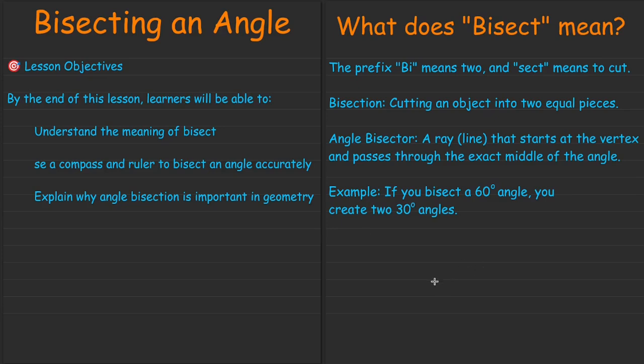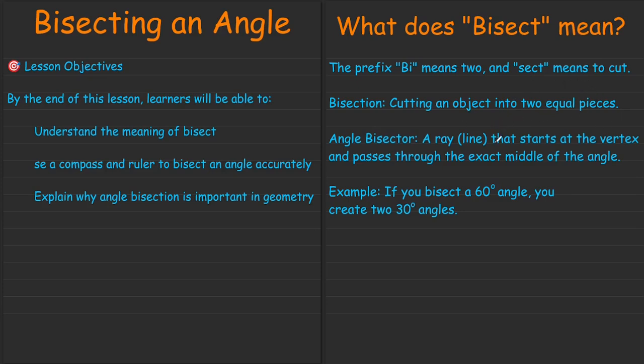Now, before we go into the how and actually do some practice, let's understand what it means to bisect. So bisect is just from two words, bi and then sect. Bi means two, then sect means to cut. So when we say bisection, it simply means cutting an object into two equal pieces.